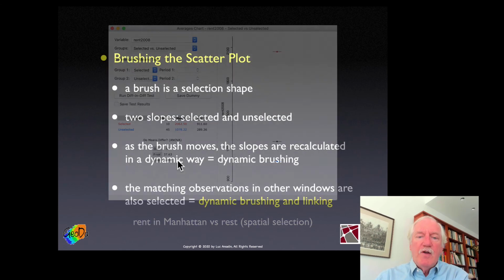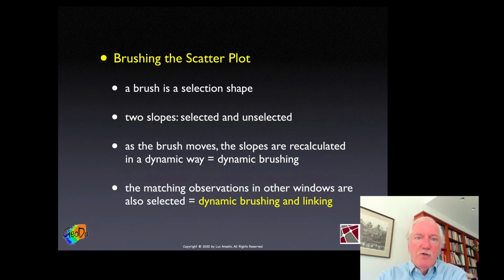And then the other way to address the second type of spatial heterogeneity, where we're interested in the slope, is through brushing the scatter plot. Now, brushing the scatter plot is a very old technique, and its early implementation was completely aspatial.